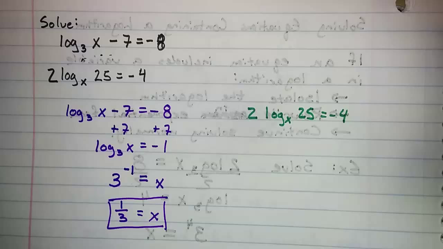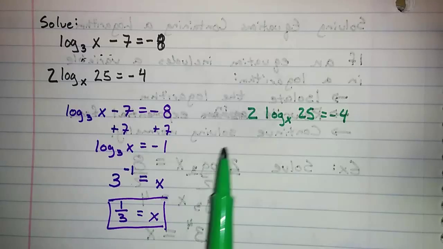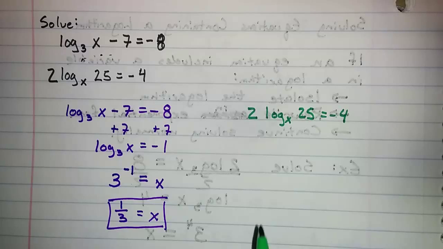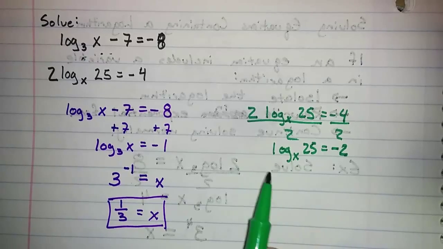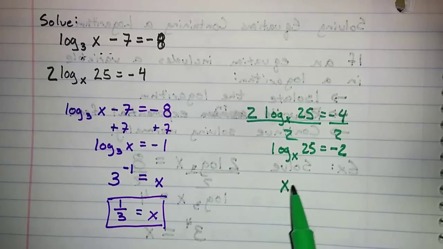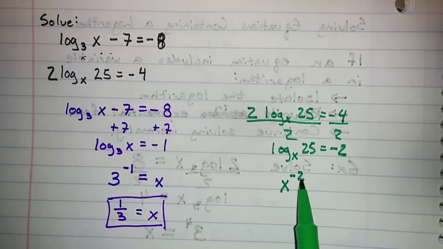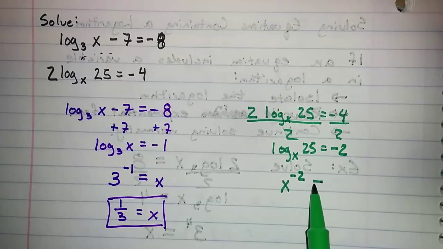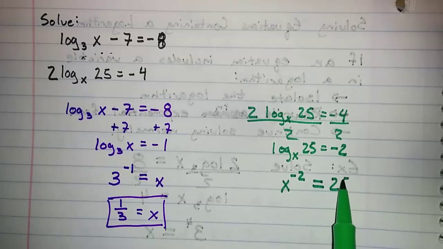2 times the log base x of 25 is negative 4. Well, I'll divide both sides by 2. That isolates the log. Now I rewrite in exponential form. X will be the base. Negative 2 will be the exponent. And the result will be 25.